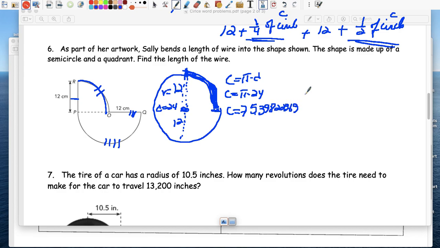75.39822369, and we're going to divide that by 4 because I only want one of them, right? And then divide that by 4. So the part that I want, which is the shaded area, is 18.85 centimeters. Okay, so over here, I'm going to come up top and place the quarter, and I'm going to write 18.85. I know what the quarter is.